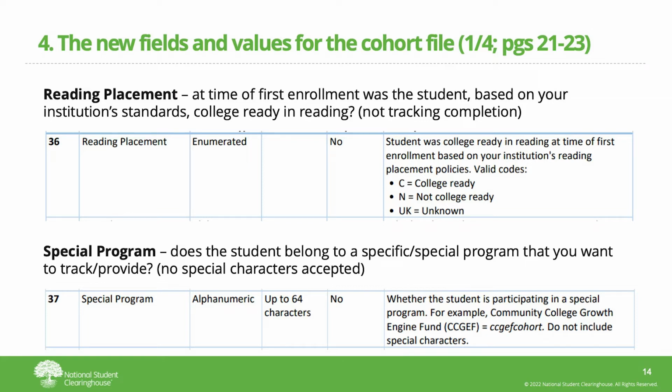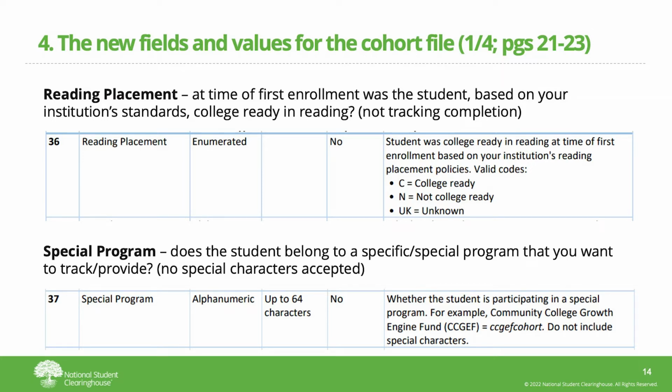So again, we've added 8 of them to the cohort file. So there are 4 slides for that. That's why it says 1 out of 4 at the top of this slide. I'm going to go through 4 slides and lay out all 8 new fields that you can actually upload and the values for that. Again, this is on pages 21 through 23 on the data submission guide currently.